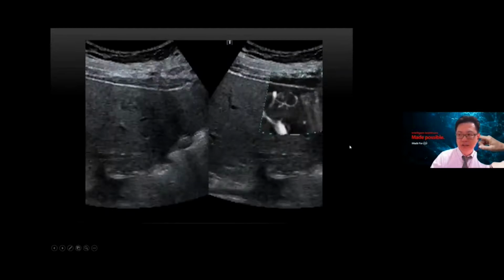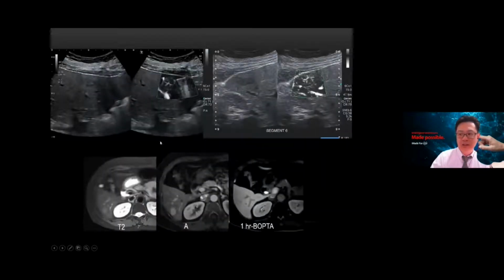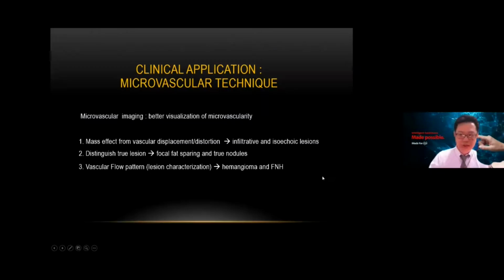So this case is not urgent. We can confirm with MRI later. In this case, we confirmed with MRI, it's confirmed to be FNH, with the typical enhancement on SMI as a spoke wheel pattern. So in conclusion, SMI is an add-on application.